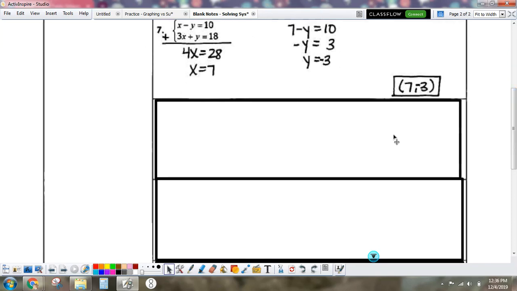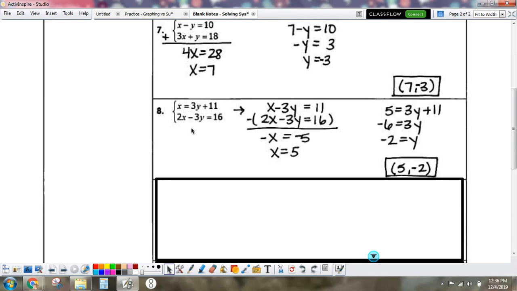Try 8. For 8, you should have gotten an answer of 5, negative 2. For this one, they're not lined up correctly. So step 1 is to make sure that you are lining them up in order from x, y, and then your normal number. So we have to move the y over here, so that's why we have x minus 3y equals 11. Because they're not lined up, the equal signs weren't lined up. Once you have them all lined up, you can go ahead and solve.